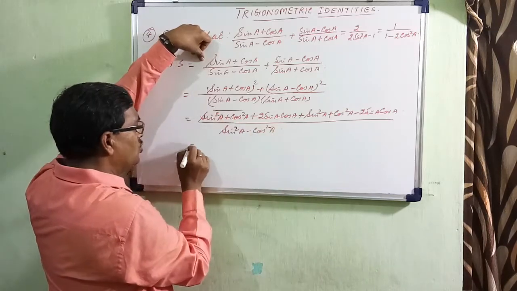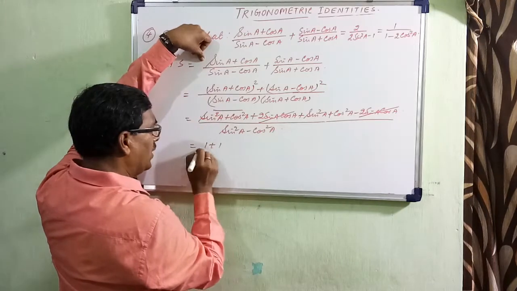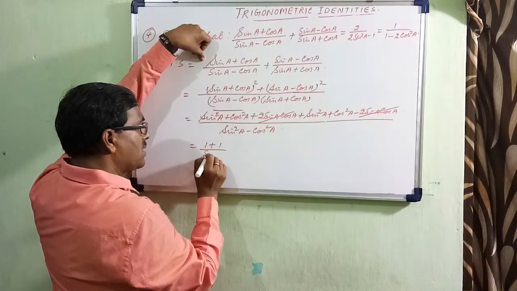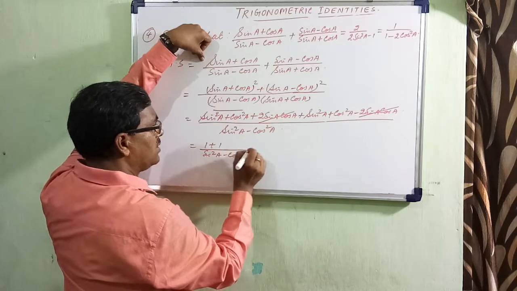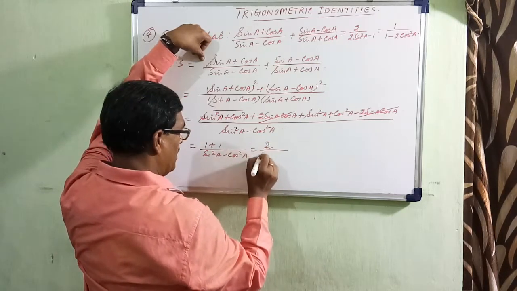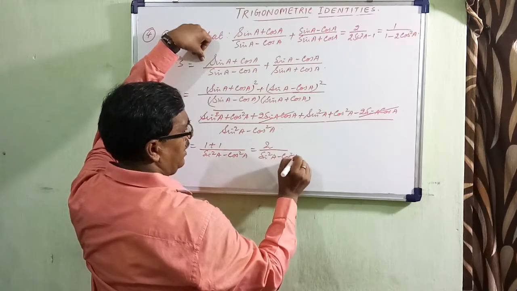This is equal to 1, and this and this cancel. So it is 1 plus 1 divided by sin square A minus cos square A, which is equal to 2 by sin square A minus cos square A.